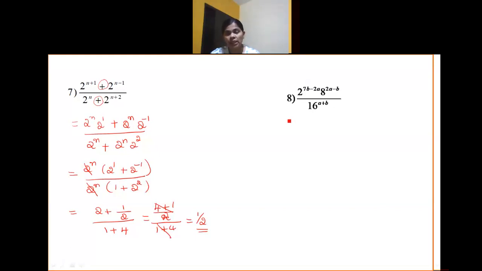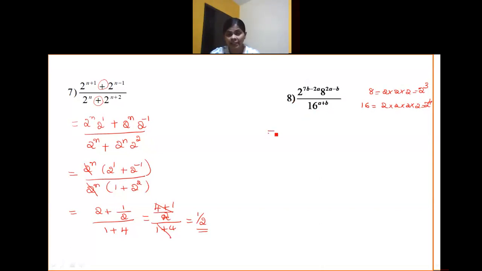Yes, there is no common base, but we know that 8 we can write it as 2 into 2 into 2, which is nothing but 2 to the power 3. 16 we can write it as 2 into 2 into 2 into 2, which is nothing but 2 to the power 4. So nothing but 8 and 16 we can express as the multiples of 2.